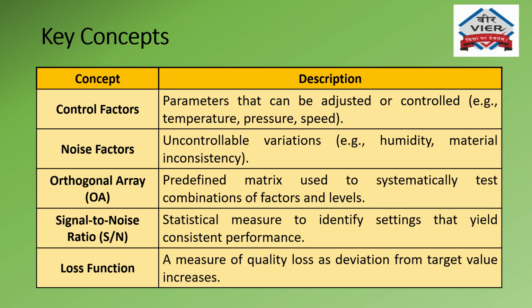Then orthogonal array. Orthogonal arrays are a predefined matrix used to systematically test combinations of factors and levels. Signal to noise ratio is a statistical measure to identify settings that yield consistent performance. Then loss function. It is a measure of quality loss as deviation from target value increases. Meaning if there is a particular target value and your process is performing away from that target, how much loss the organization has to bear will be calculated based on this loss function.